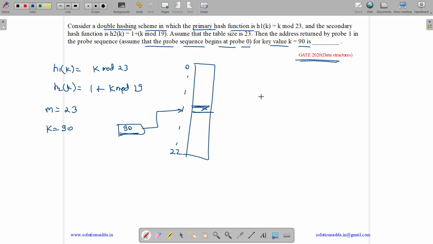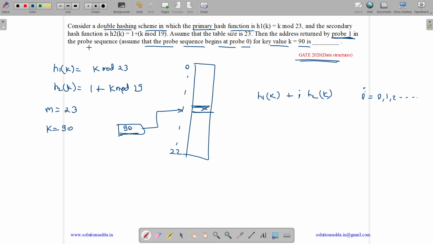So for double hashing, the probe sequence goes like h1(k) + i*h2(k), where i begins from 0, 1, 2, up to any number the sequence can go. Suppose we come here and it is full, then we check the next slot with i = 1. So it is asking for our second probe.